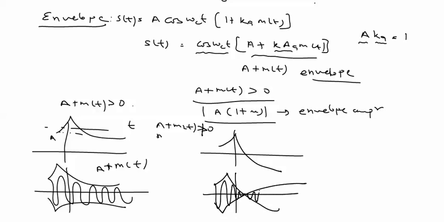At this juncture, phase reversal occurs. Due to phase reversal, this signal can't be reconstructed. So a plus m(t) should be greater than 0. This envelope should be greater than 0 to make the signal reconstructable.